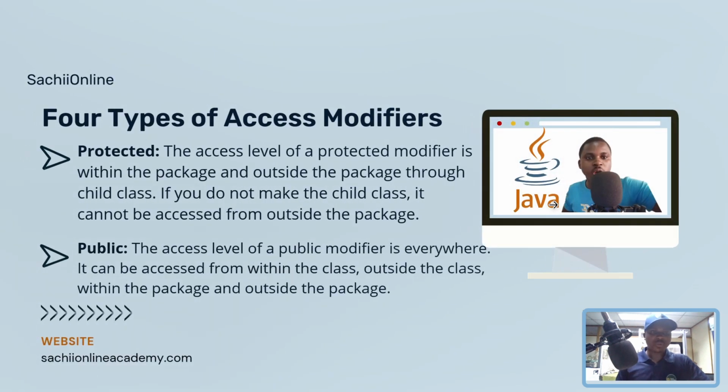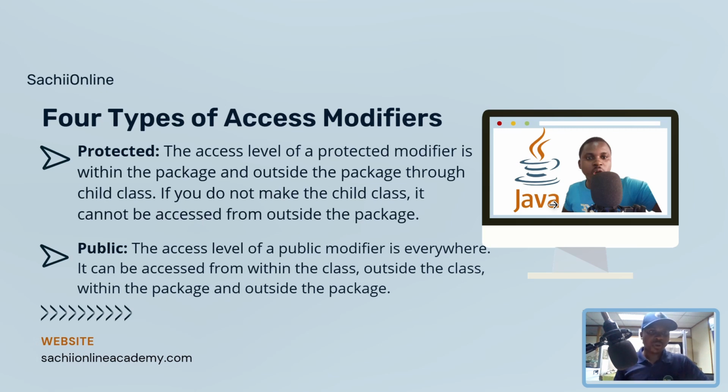Then let's talk about protected. The access level of a protected modifier is within the package and outside the package through a child class. So it's within the package, but it can also be accessed outside the package, but it must be done through inheritance or a child class. If you do not make the child class, it cannot be accessed from outside the package. We are referring to the package as just like a folder in our program.